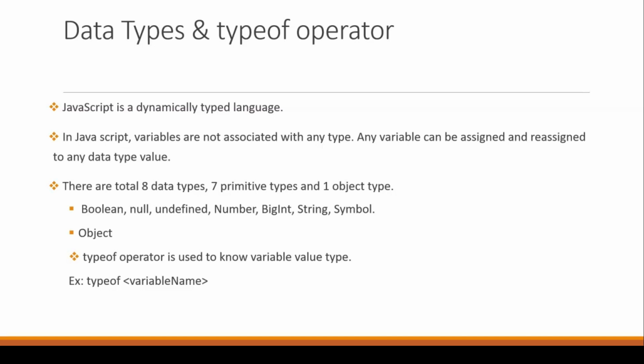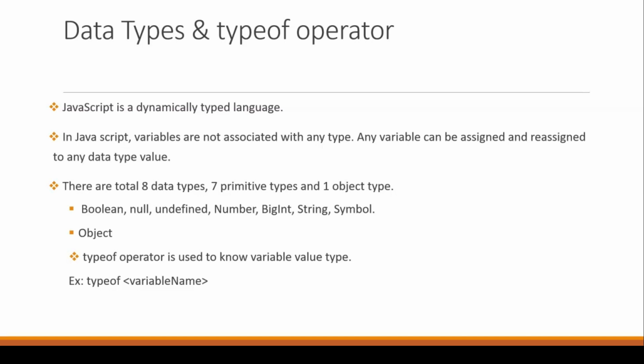So in JavaScript, you can assign any value to any variable, and also you can reassign a value of any other data type to the variable. It means initially you can assign a number to a variable, and in the next line you can assign a string to the same variable also. That is possible and accepted in JavaScript. So that's why we call JavaScript a dynamically typed language.